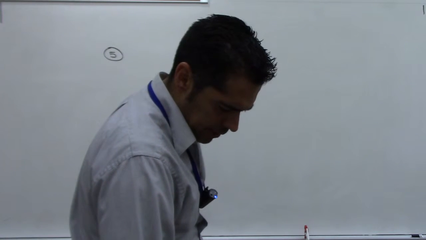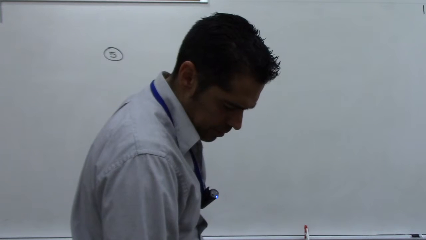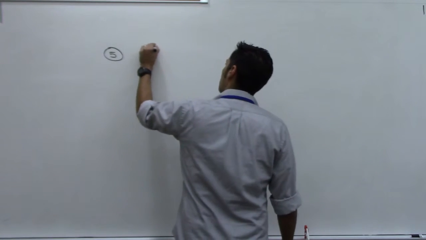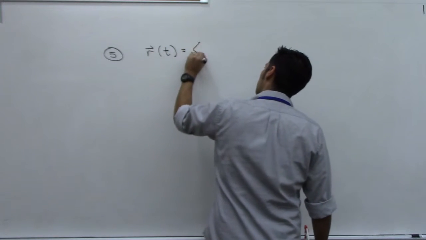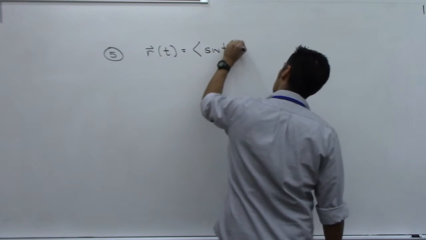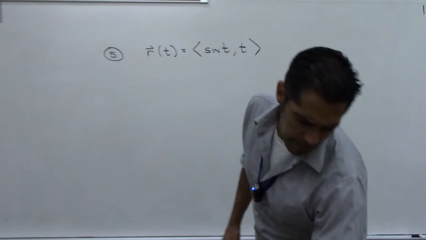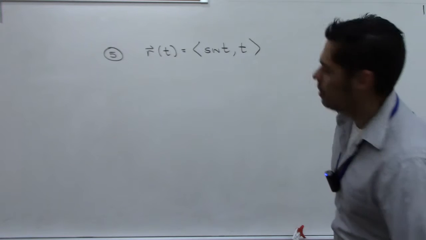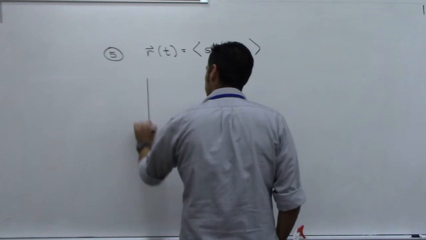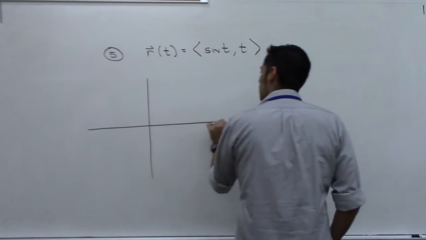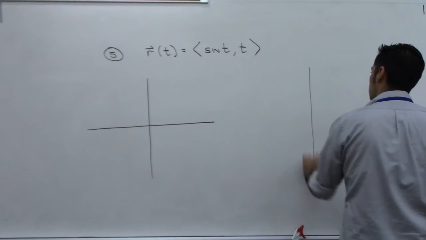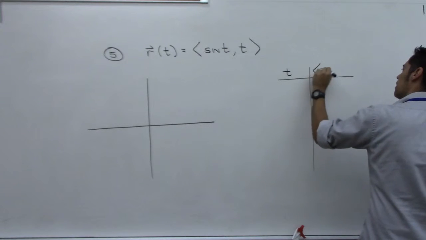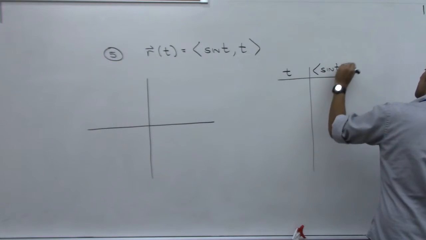Sketch the curve with the given vector equation. Indicate with an arrow the direction in which t increases. So r of t equals sine t, t. All right, so this is two-dimensional. So let's make a t table. This is t. Over here is going to be sine t, t.